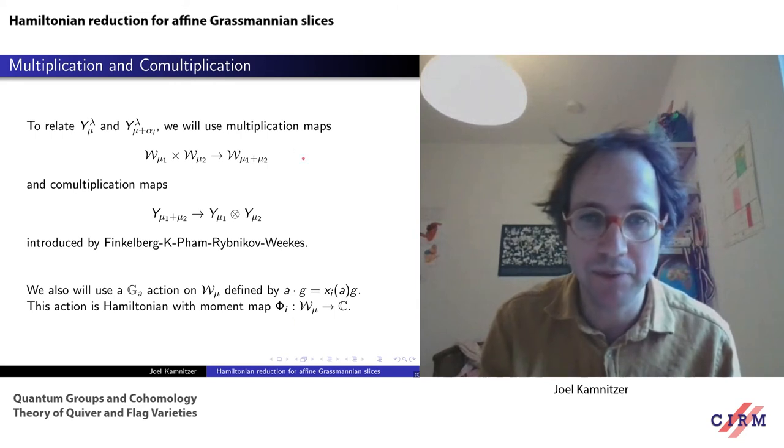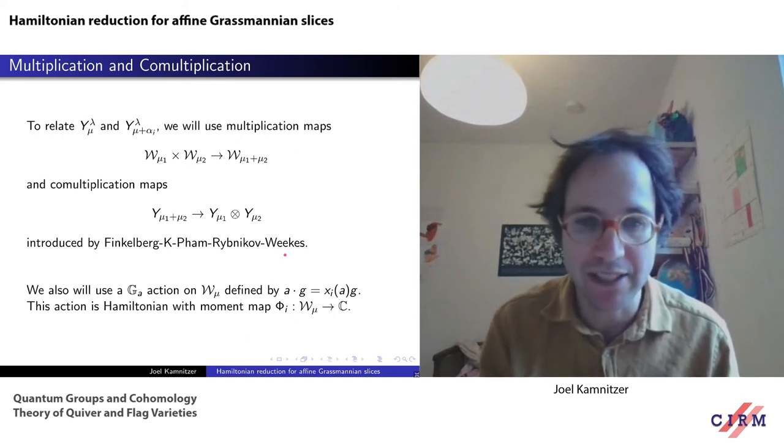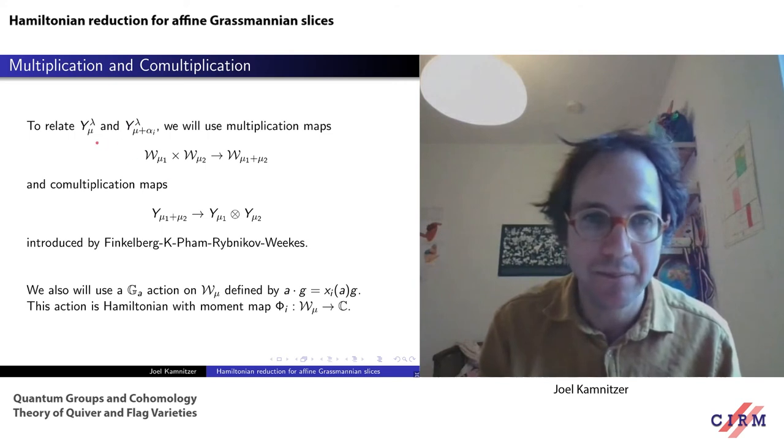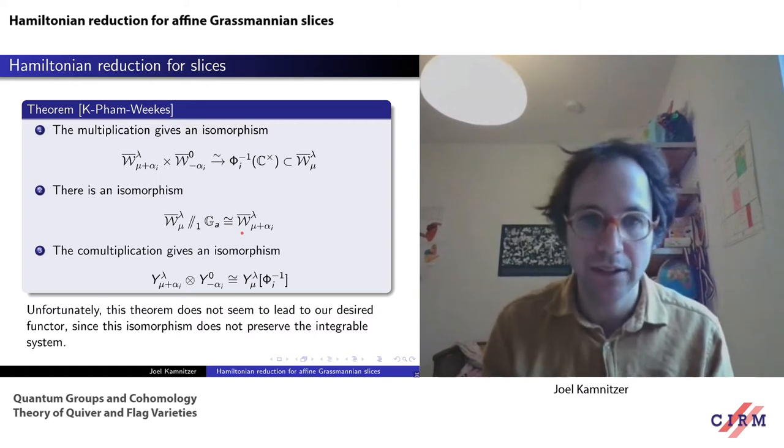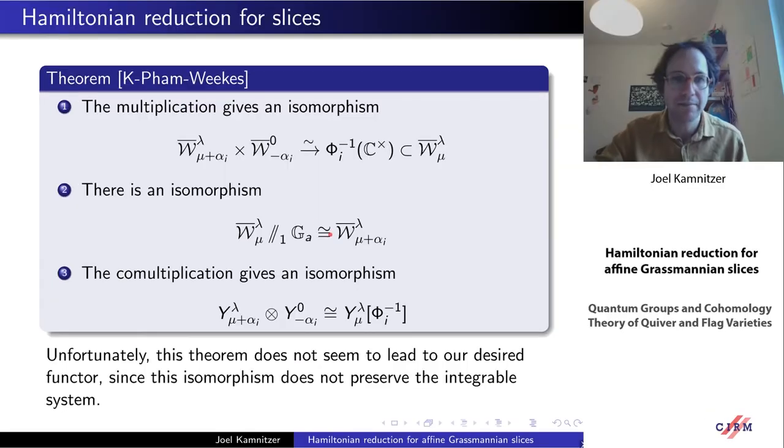Okay? So together, these two are the ingredients for the theorem which is coming up, which is going to relate these affine Grassmannian slices, or truncated shifted Yangians, where we change by alpha I. So here's the theorem. If we restrict this multiplication map to this particular case, where multiplication is defined in great generality for mu1 and mu2, but here I take mu plus alpha I and minus alpha I, then when I multiply two elements in those slices, I land in the mu slice.